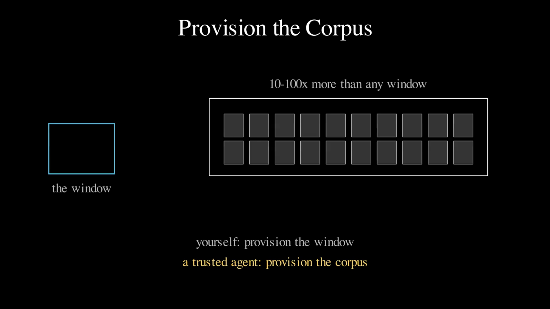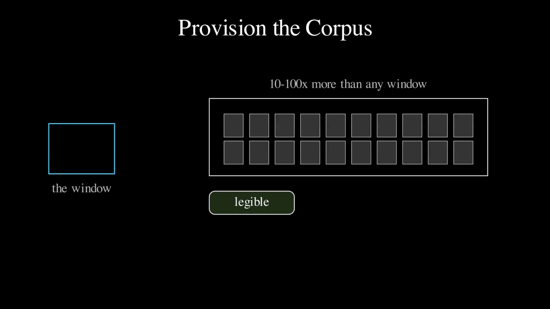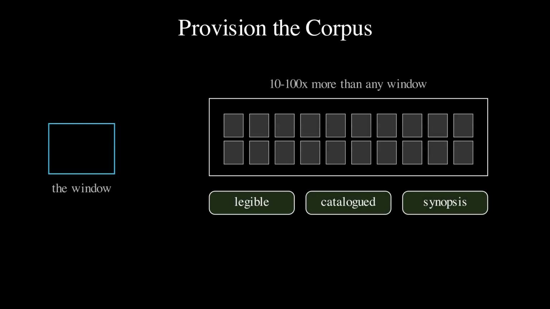The principle: when you engineer the context yourself, provision the window. When you empower an agent you trust, provision the corpus. What makes a corpus conducive is ordinary structure. Legible: plain text and source, not opaque formats, so standard tools work on it directly. Cataloged: one index file the agent consults first. And synopsis fronted: a cheap summary before every full source, so the agent surveys the whole library for a few tokens.